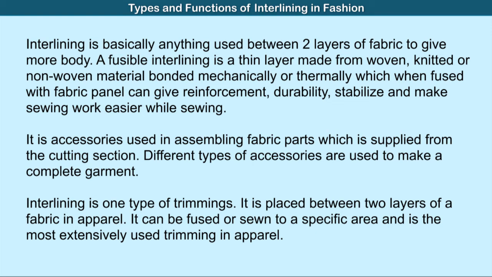It is a type of accessory used in assembling fabric parts, which is supplied from the cutting section. Different types of accessories are used to make a complete garment, and interlining is one type of trimming. As mentioned earlier, it is placed between two layers of fabric in apparel. It can be fused or it can be stitched to specific areas in the garment. It is one of the most extensively used trimmings in apparel.